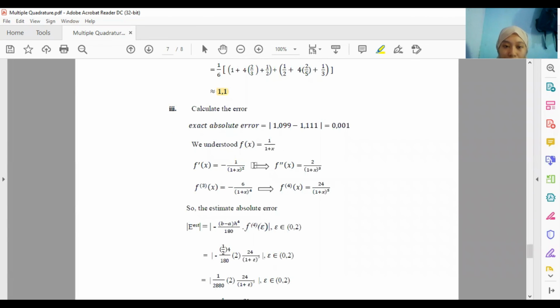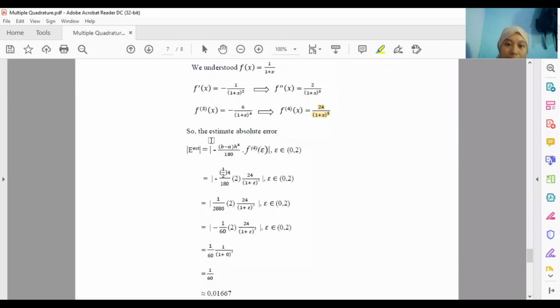So we understood f(x) is equal to 1 over 1 plus x. And then we look for the fourth derivative f''''(x). So we got the fourth derivative f''''(x) is equal to 24 over 1 plus x to the power of 5.